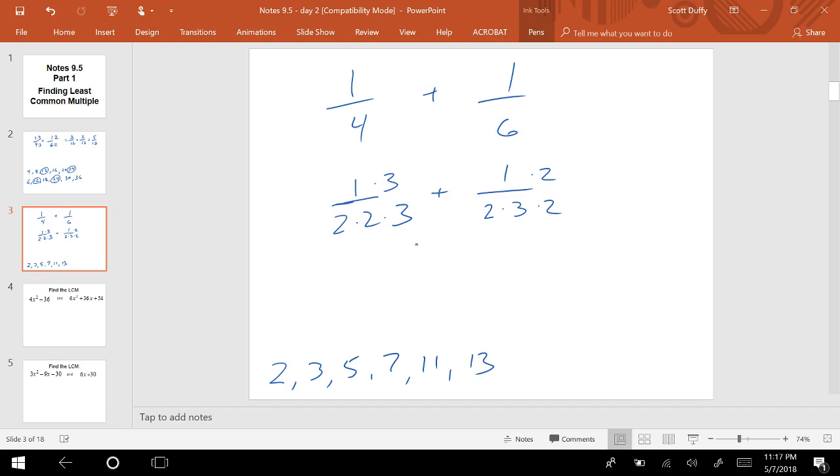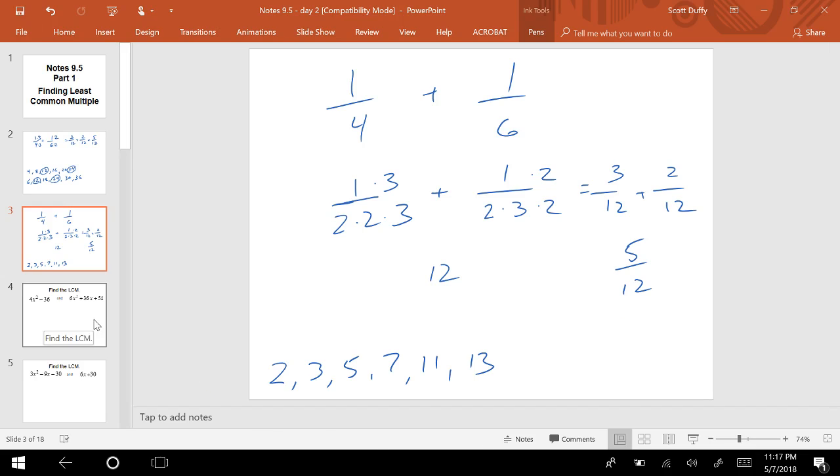And 2 times 2 times 3 is 12. So in each case, 3 times 1 is 3 over 12, plus 2 times 1 is 2 over 12, and we get the same thing, 5/12. So that is the use of prime factorization.